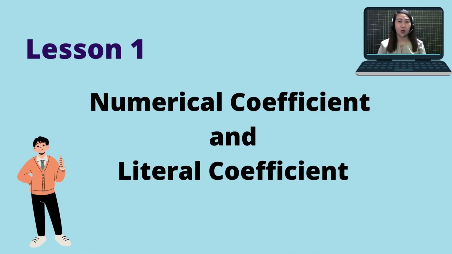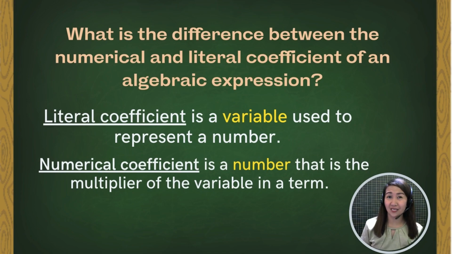For lesson 1, we are going to learn about the numerical coefficient and literal coefficient of an algebraic expression. The question is, what is the difference between the numerical and literal coefficient of an algebraic expression? So remember, literal coefficient is a variable used to represent a number, while the numerical coefficient is a number that is the multiplier of the variable in a term.